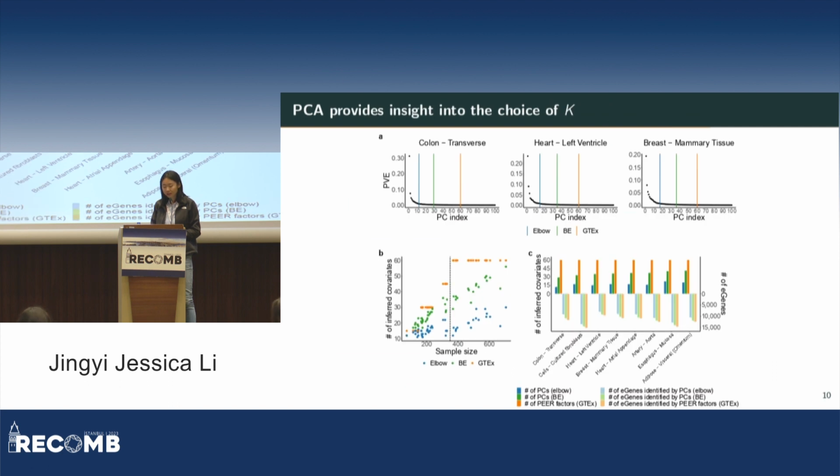Finally, since people have understood PCA very well, we have many good ways for choosing the number of PCs, but we don't have this tool for other methods. This is another conceptual advantage of PCA. And we also want to say that even though we use PCA to choose a much smaller number of PCs than the Peer factors, the E-gene number remains quite similar, so we don't lose much.